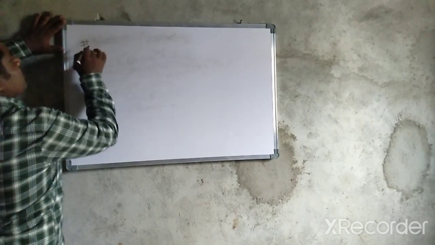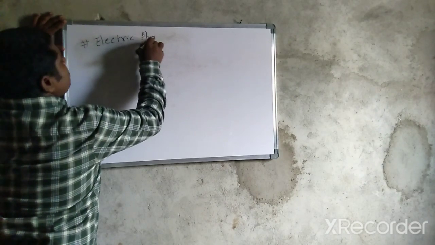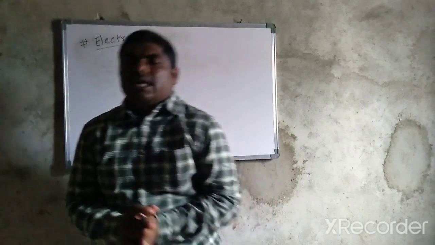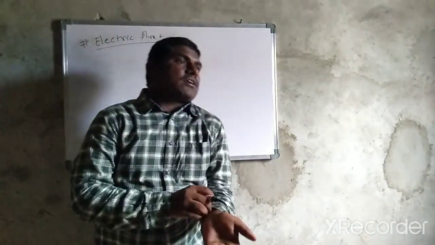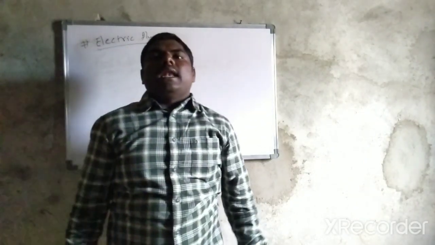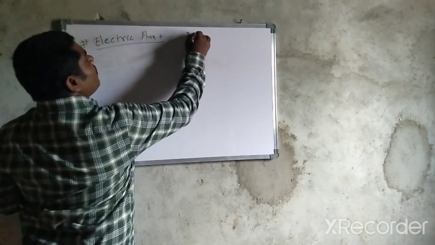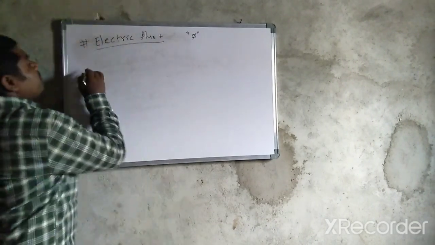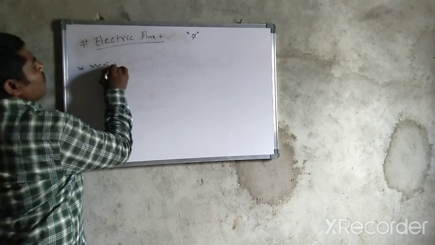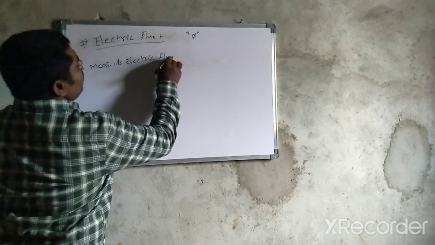Another concept, electric flux. A group of electric lines of force passing through a given surface is called electric flux. Electric flux is denoted by the letter phi. Another important point, the measurement of electric flux.